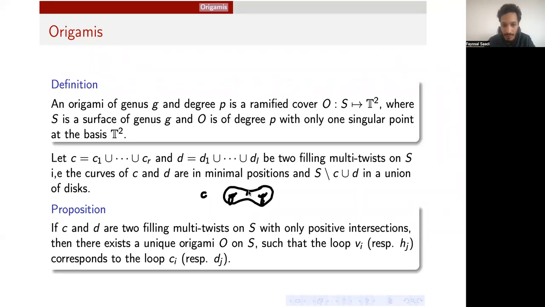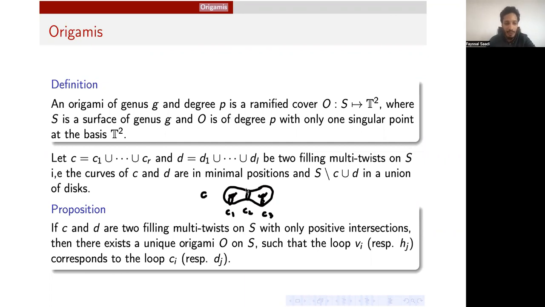So we have this curve, let's say C1, for example, C2, C3. So if you take two multi-curves, and we assume that these multi-curves are filling. What is the meaning of filling? That means that if you take all the curves in the two multi-curves, they are in minimal position. So if you see the intersection, you get exactly the geometric intersection between them. And the meaning of filling also asks that when you cut along these curves, you get only a union of discs.